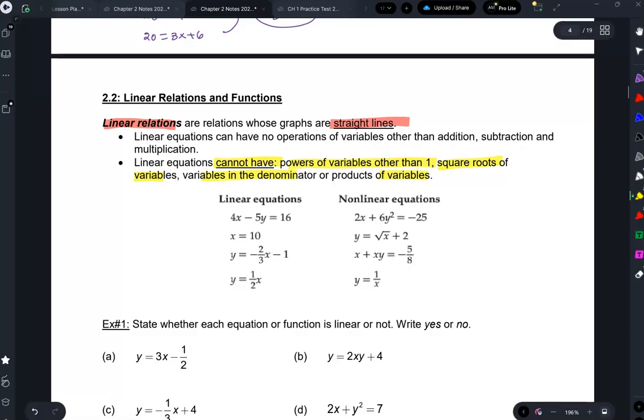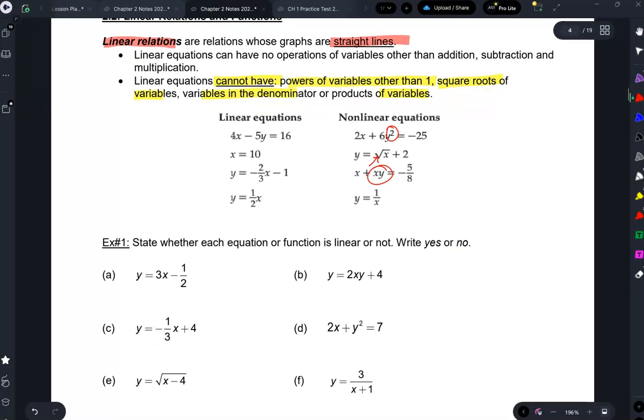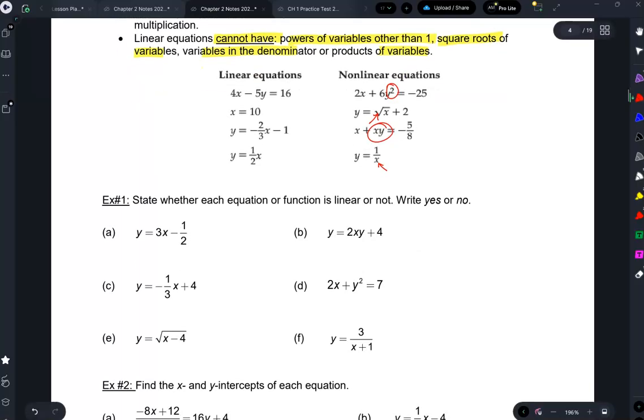Here, the first one. Why is the first one not linear? Because it's y squared. Okay, Ian, why is the second one not linear? It's the square root. Okay. Akiva, what about the third one? Right, x and y are being multiplied. Maya, what about the fourth one? Because there is a variable in the denominator. Okay?